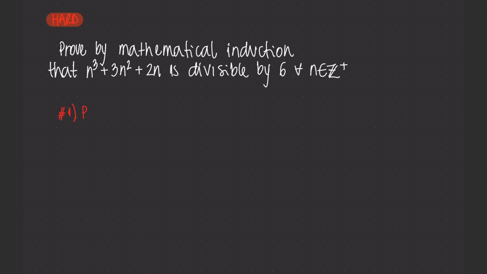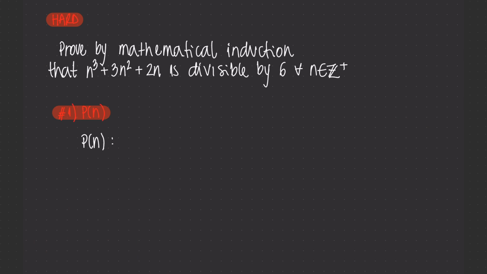Alright, so in this hard exercise, we have to prove by induction that n cubed plus 3n squared plus 2n is divisible by 6. Now, let's see why this exercise is a bit trickier. But do know that the first 3 steps are always the same. It doesn't change much. It's not the first 3 steps that are going to be tricky, it's the 4th one. So let's score these easy marks.